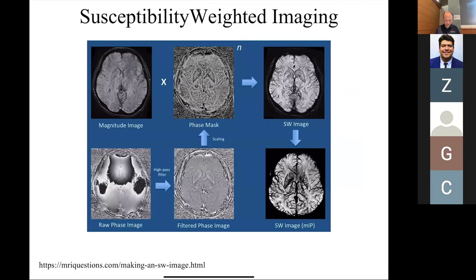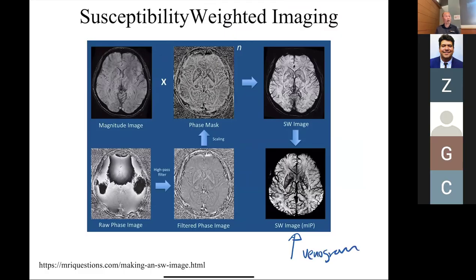And this is what it looks like here. So what does that image look like? What's dark in that image? Yeah, all the vessels. Okay. So what would make all those vessels dark? Yeah, exactly. So basically this is actually a venogram.